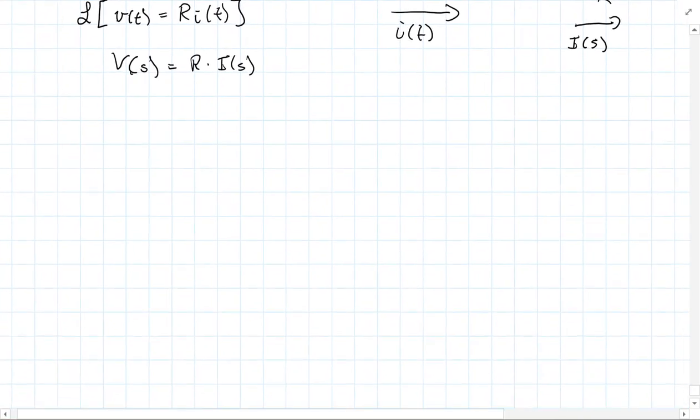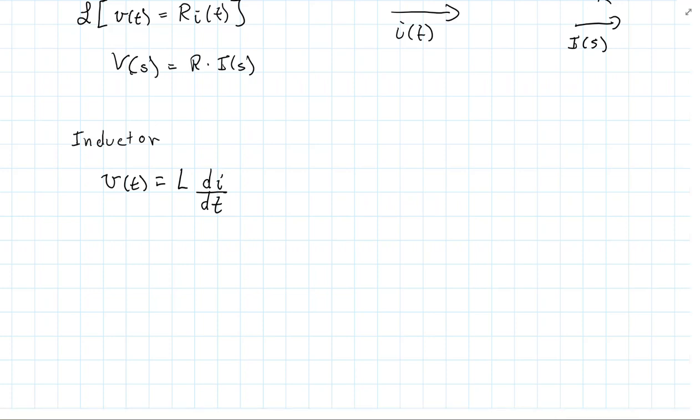Okay, so now let's look at an inductor here. The reason I'm going to look at the inductor next is its voltage-current relationship somewhat looks like Ohm's law. I'll remind you that the voltage with respect to time for an inductor is equal to L times the derivative of the current with respect to time. We're going to do the same thing here and take the Laplace transform of the entire thing.